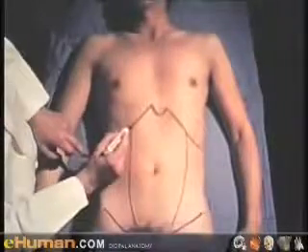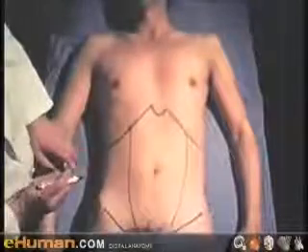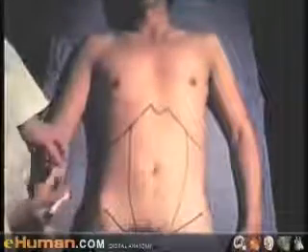And where this line, which is referred to as the linea semilunaris, crosses the costal margin is the tip of the ninth costal cartilage, and this is an important landmark. Now, if we're going to localize abdominal structures and be able to communicate with our colleagues, it is essential that we divide up the abdominal cavity into zones or regions.